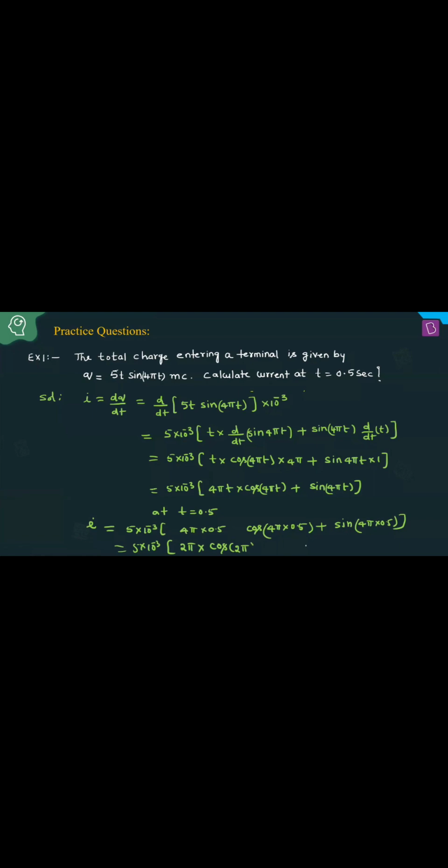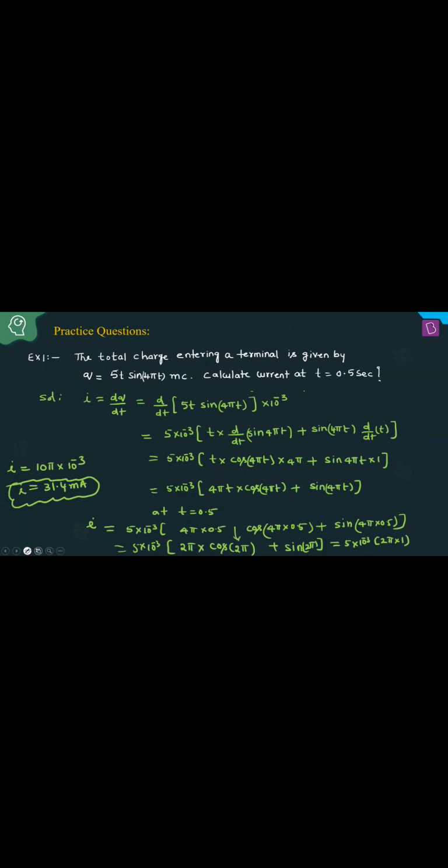Sin 2 pi, that is sin 360, is 0. Cos 360 is 1. The final answer: i equals 10 pi into 10 power minus 3. Pi is 3.14, so 31.4 milliamps. This is the final answer. All of you got 31.4 milliamps? Just make the differentiation and substitute t equal to 0.5 seconds. We are getting 31.4 milliamps. Clear?